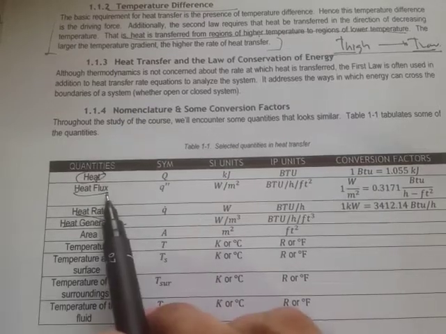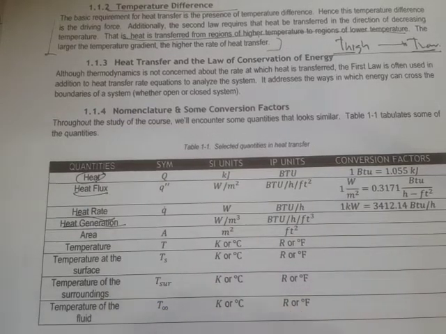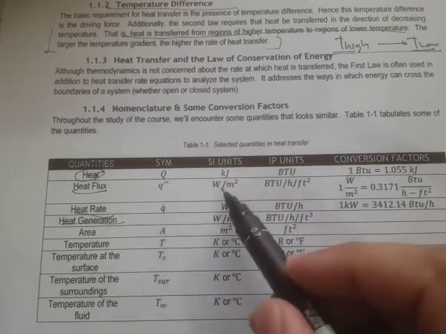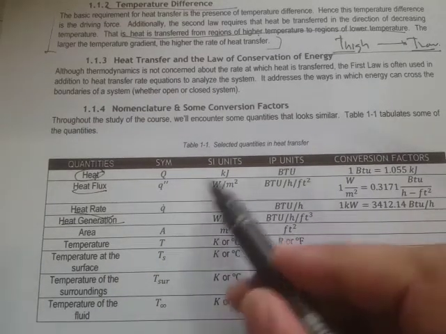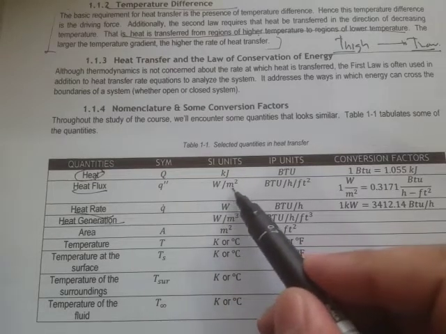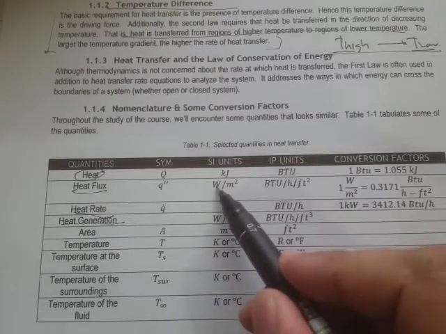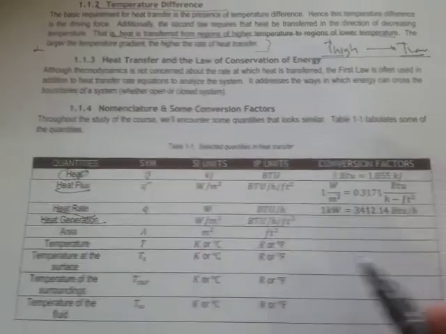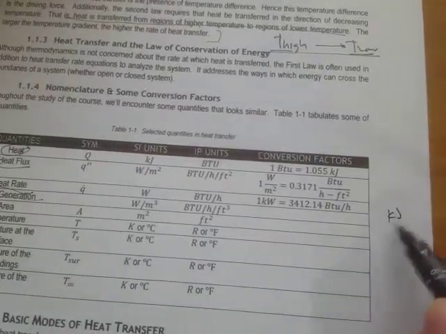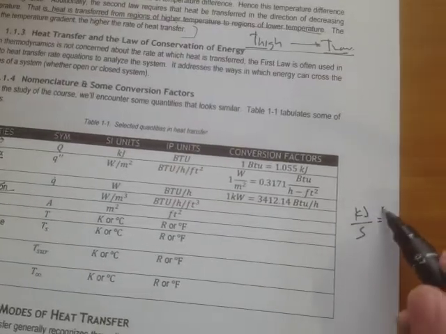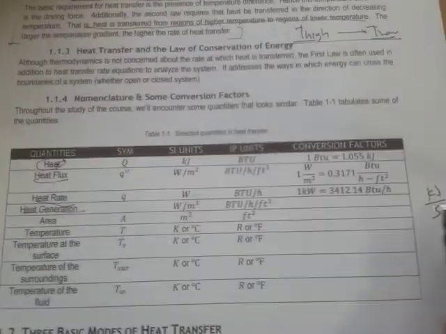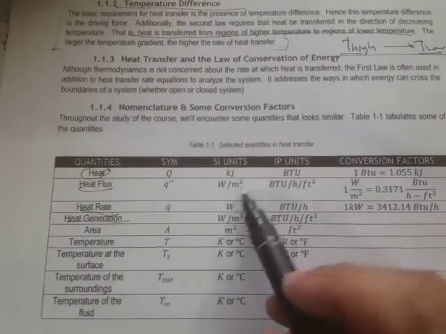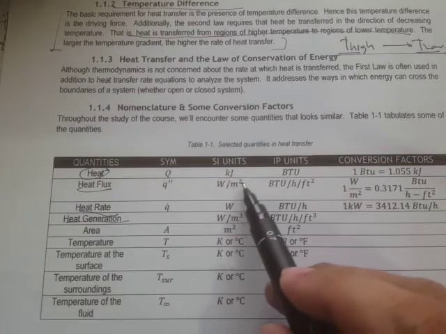Now heat flux, that's actually the heat rate per unit area. If you check the units, this is watts per meter squared. So how do you get watts from kJ? One kilojoule per second is equal to watts, right? So that's the heat rate, because that's per unit time, except that this is still per unit area.